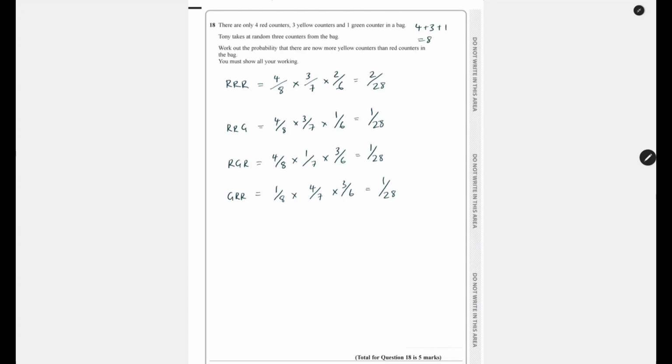And so we need to add all of these probabilities together. So 2 over 28 plus 1 over 28 plus 1 over 28 plus 1 over 28 gives us 5 over 28. So the probability that after taking 3 counters out at random, there are more yellow counters than red is 5 over 28.